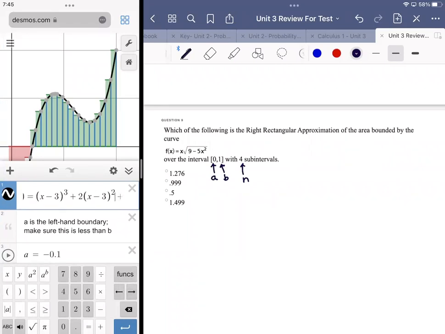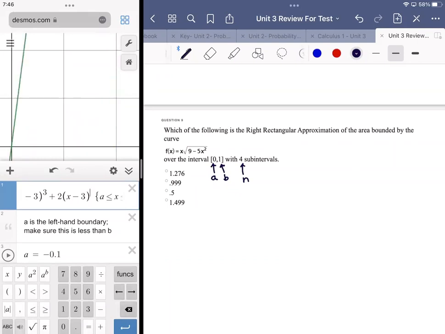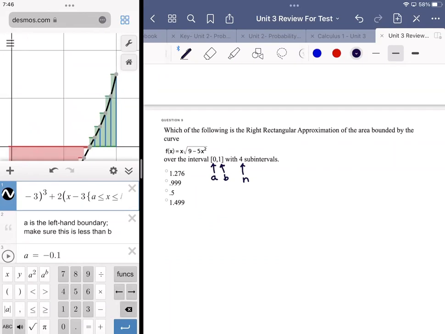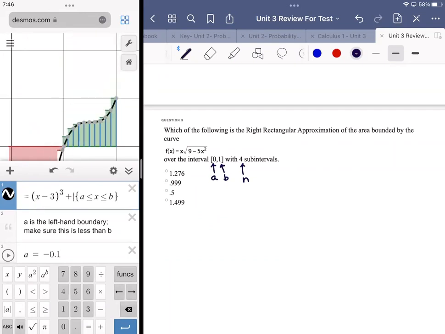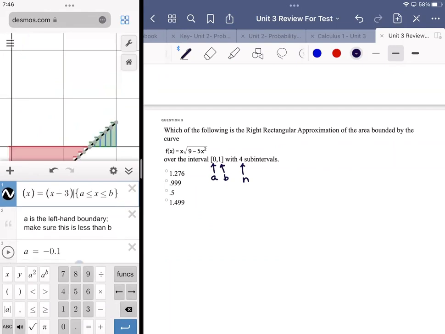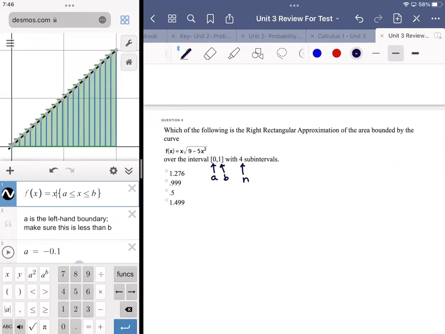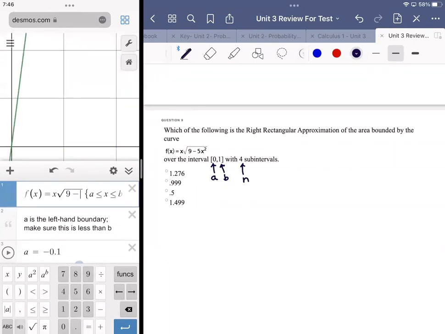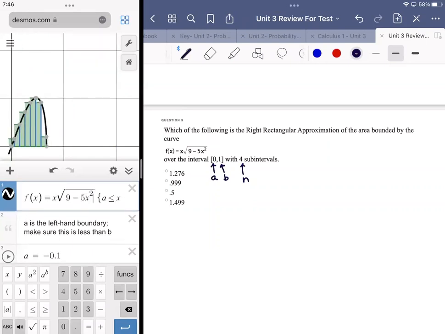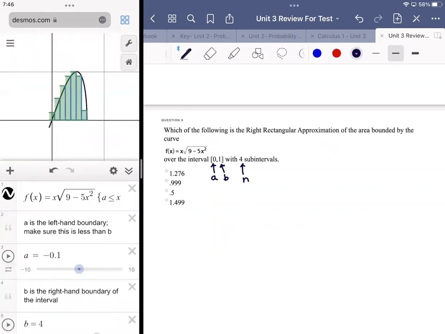I put a placeholder function in there. Everything prior to the squiggly brackets. All right, leave the squiggly brackets alone. Definitely easier on a keyboard, but all right, so x root 9 minus 5x squared. That's a nice representation of the function. The a value is 0.